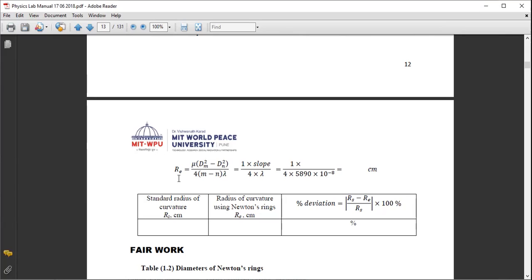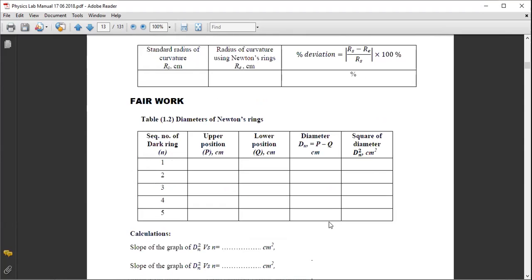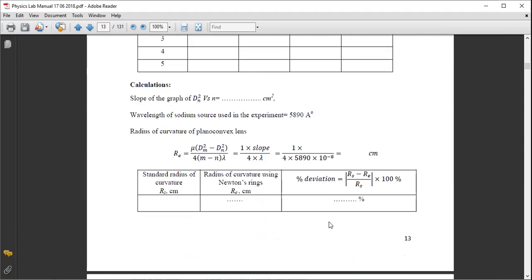You can compare the standard radius of curvature with the one you get. This is the actual value, and this is the value you get from the experiment, and you can calculate the percentage deviation using this formula: the actual or standard value minus the experimental value, divided by the standard value, times 100. It is like the error in the calculation. So this is your rough work. You can prepare it and present this work.